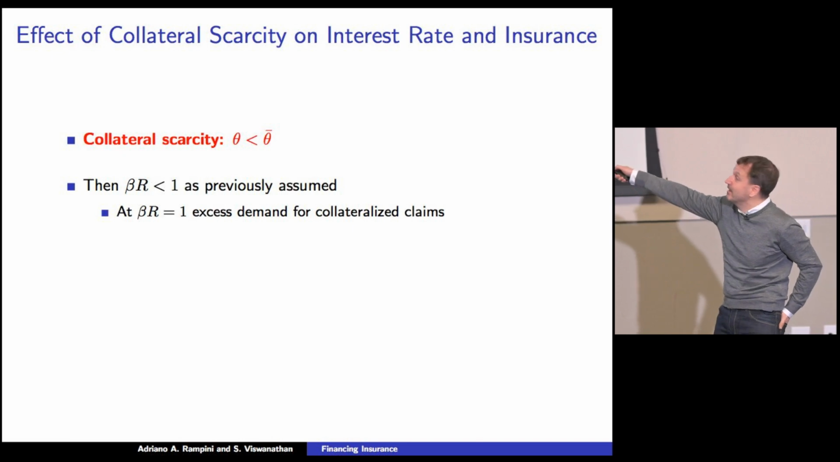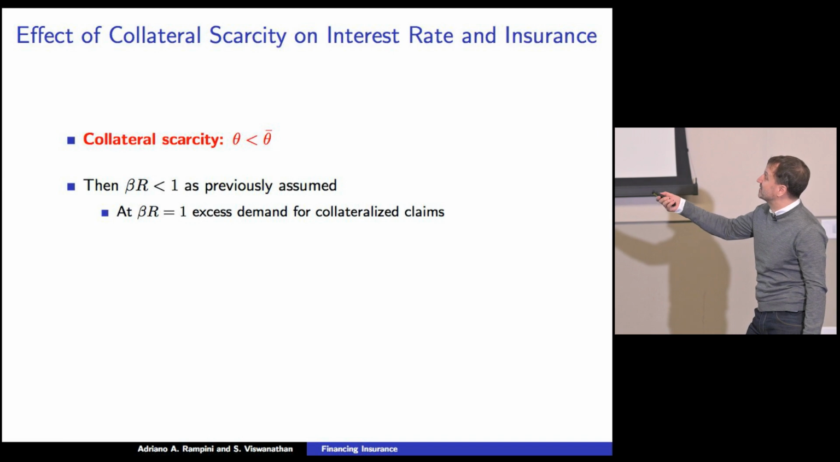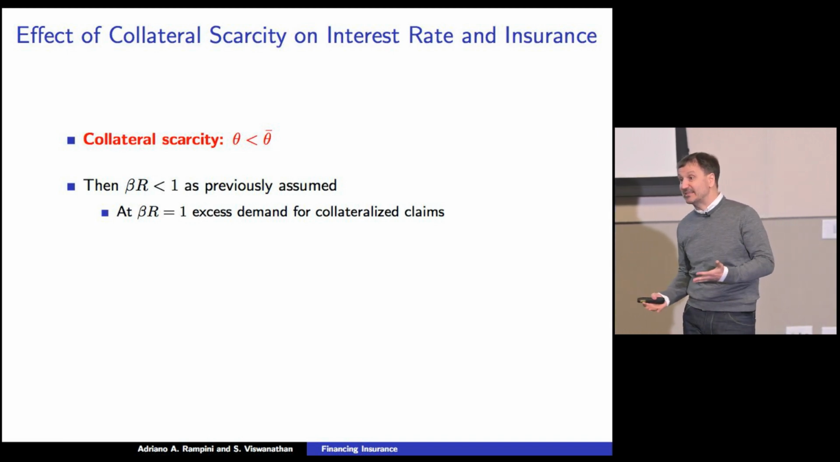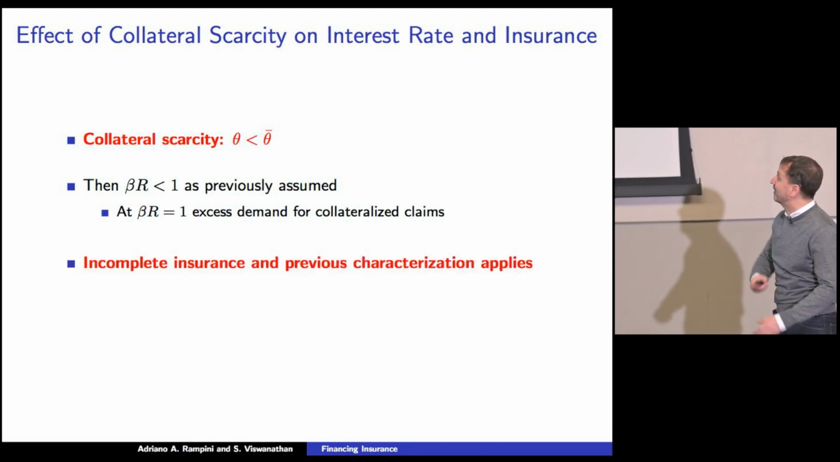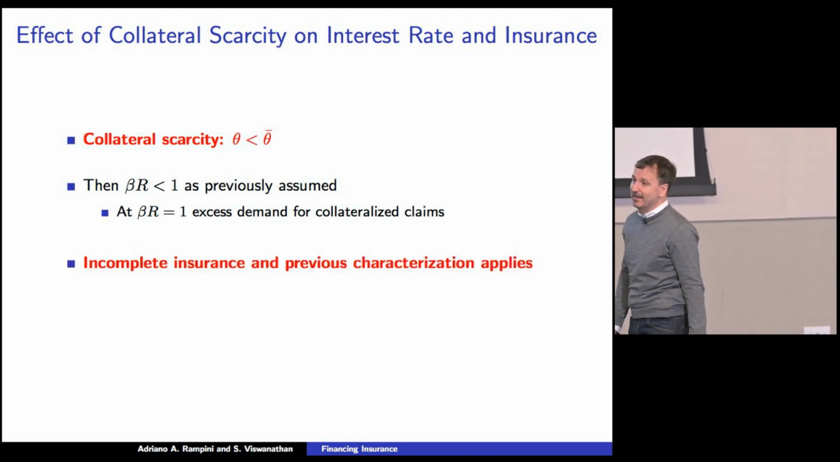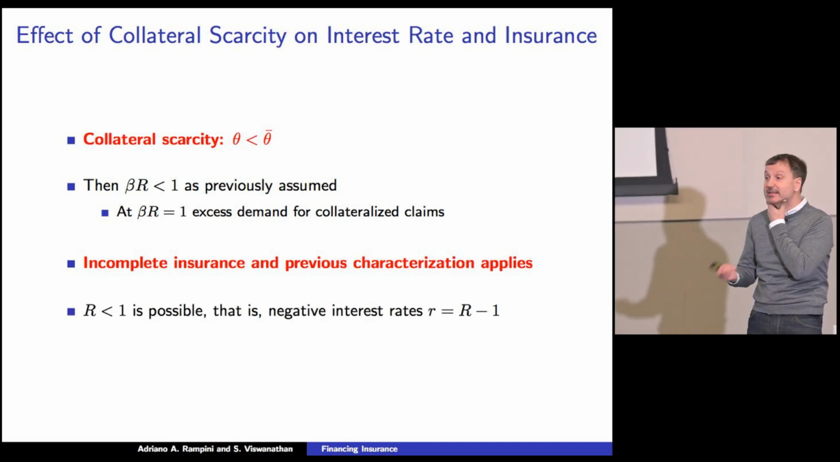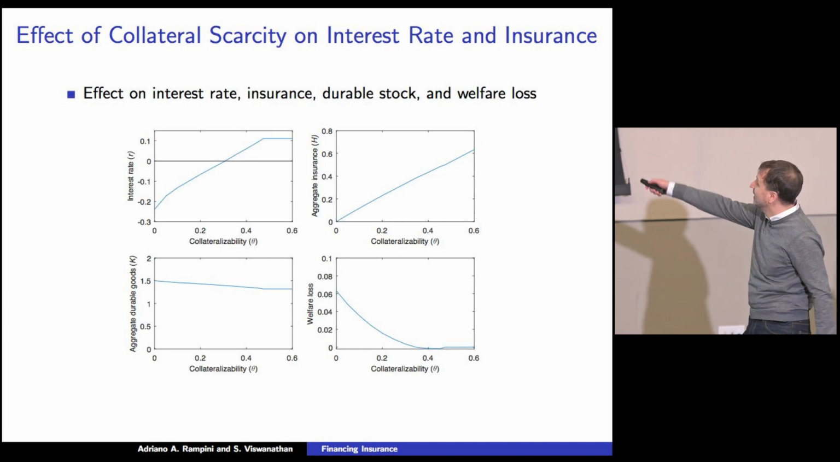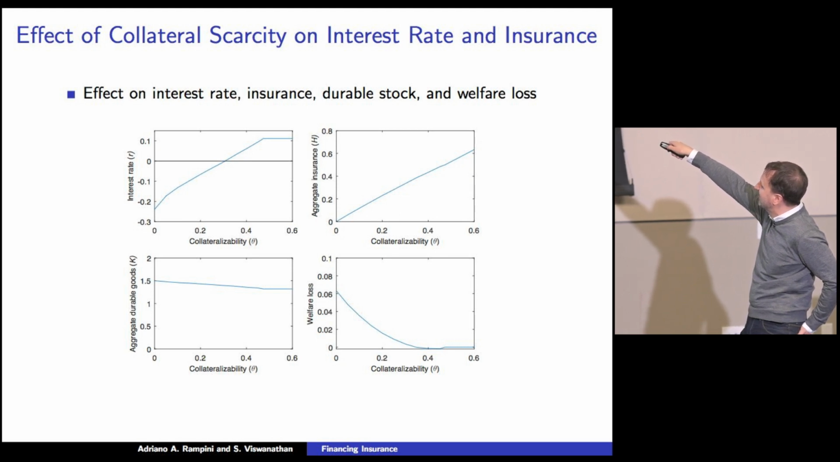And then, of course, more interestingly, if theta is below that, so if collateral is scarce, then beta R is strictly less than 1, because otherwise there would be excess demand for collateralized claims. And so now beta R is less than 1, and exactly the previous characterization applies, incomplete insurance, et cetera, et cetera. Okay? So in a picture, by the way, interest rates that go below 1 are in principle possible. So in a picture, this looks like this. If collateralizability is above theta bar, then the interest rate is just beta inverse. Below that, it's going to drop, potentially go negative.